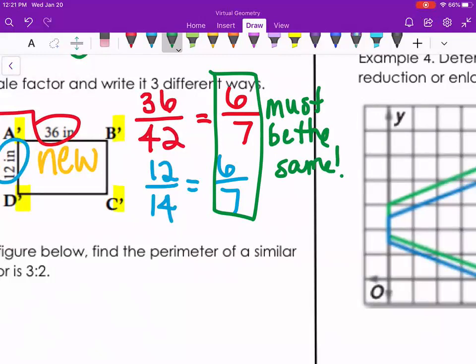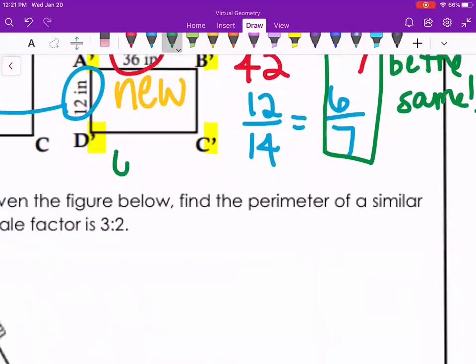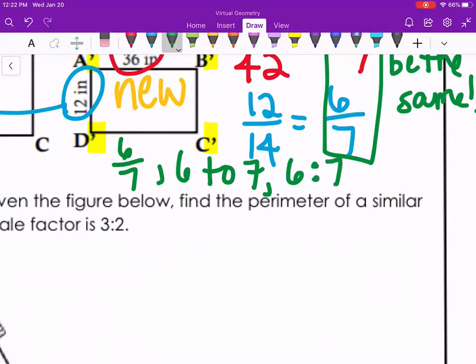Now that we've got our scale factor, we need to write it 3 different ways, the same way we did in our first section. We've got the fraction way. I'm going to rewrite that a little better: 6 over 7. You've got it with the word to, and you have the colon. And that is my final answer.